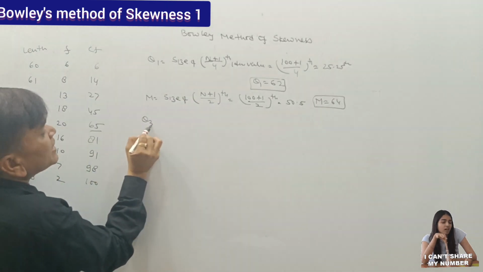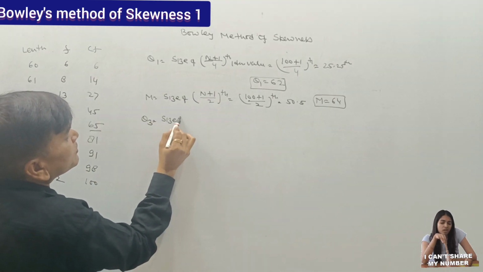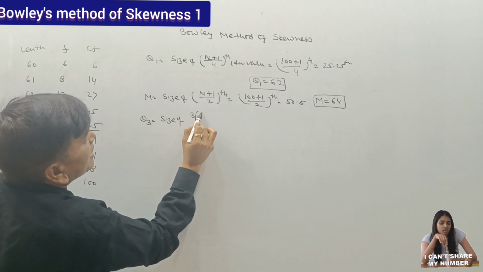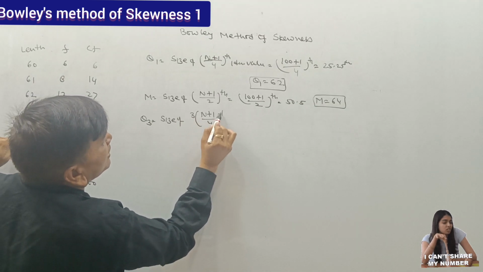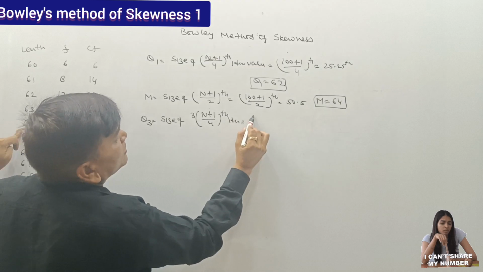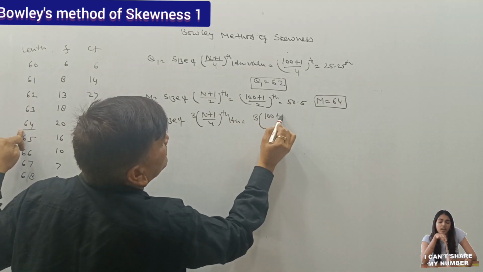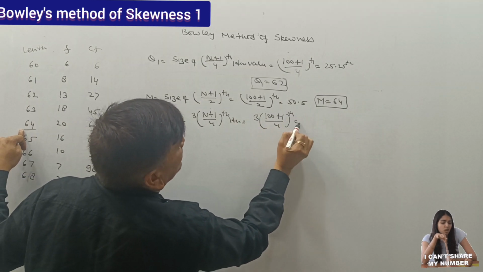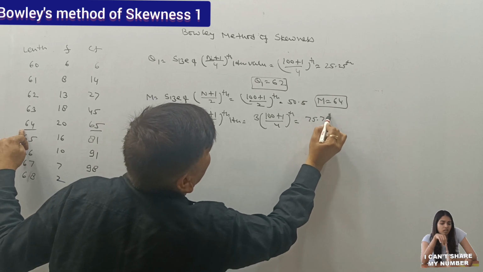Now Q3 is equal to the size of 3 times (n plus 1) upon 4th item value. So that will be 3 times 101, that is 303, upon 4, that is the 75.75th item.